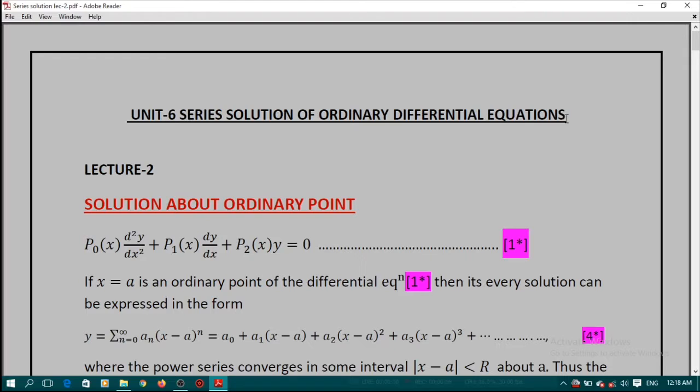In the previous lecture, we discussed some definitions which will be useful in finding series solution. We also know from that lecture that there are two different methods to find series solution. First one is power method and the second one is Frobenius method. So in this lecture, we are going to discuss power method. Power method means solution about ordinary point.